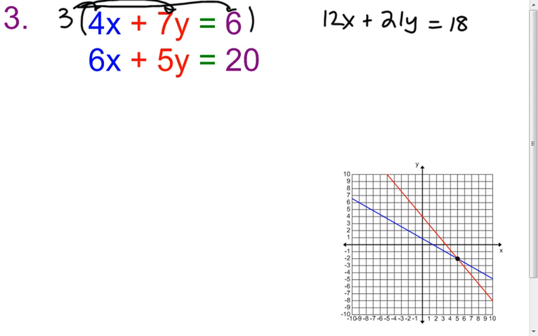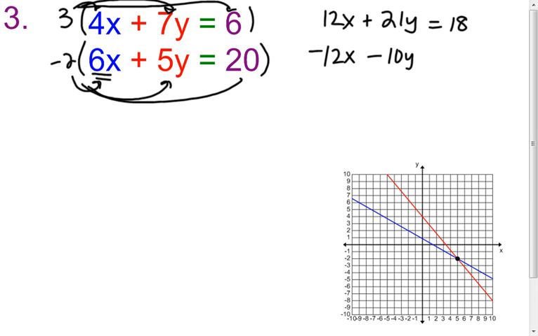Now if I'm trying to get my x's to drop out, if the top equation has positive 12x, the bottom equation needs to have negative 12x. So I have 6x right now, and you need to think about how can I get from 6x to negative 12x. And to do that, I would multiply by negative 2. So negative 2 times 6x is negative 12x. Negative 2 times 5y is negative 10y. Negative 2 times 20 is negative 40.